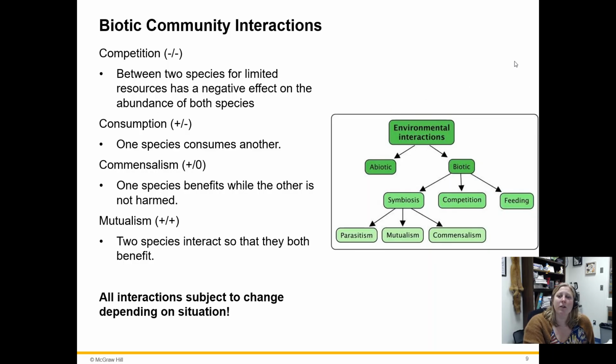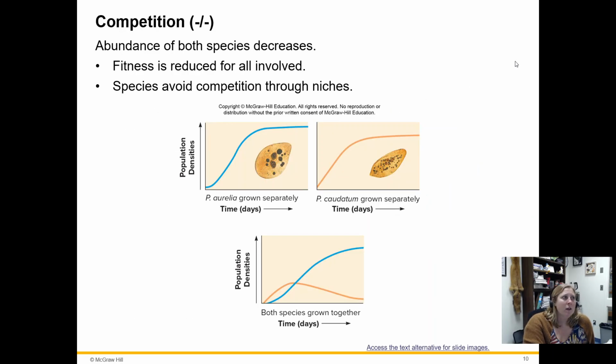So let's talk about each of them a little bit more. Competition is a negative interaction. Generally speaking, both species will have an abundance decrease if they are directly interacting with one another. So I have an example here.